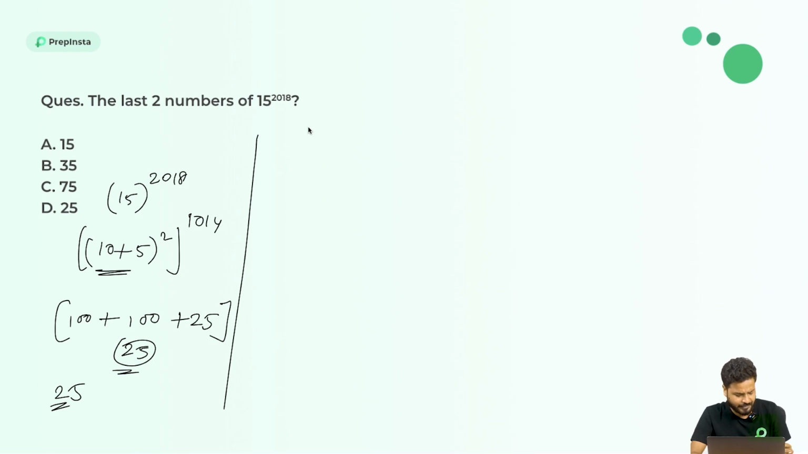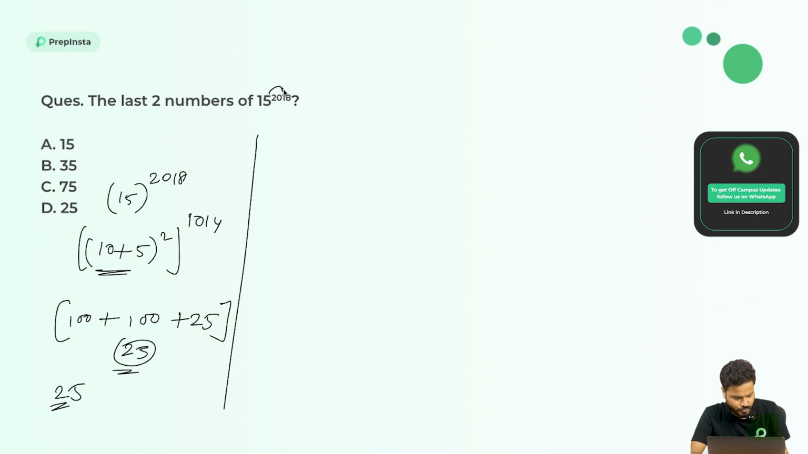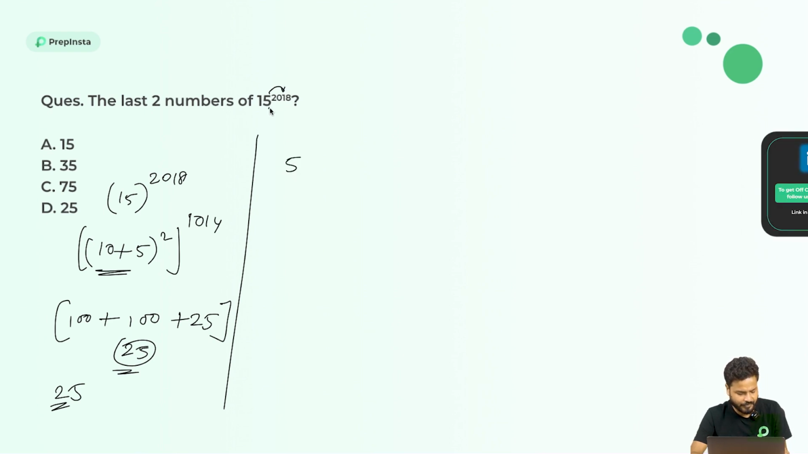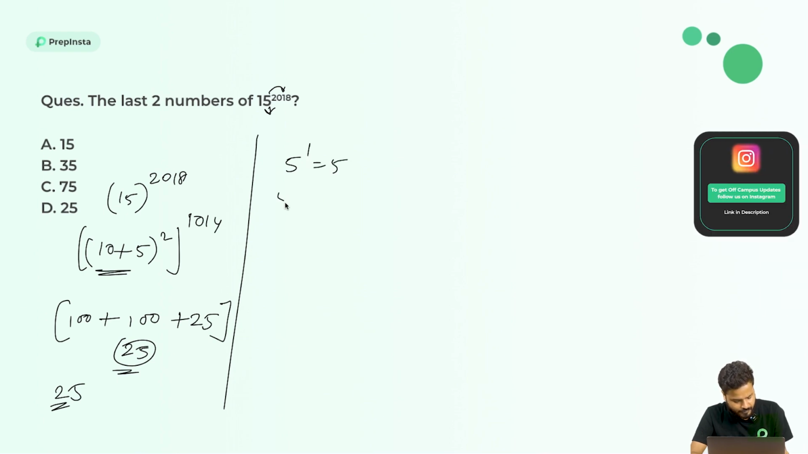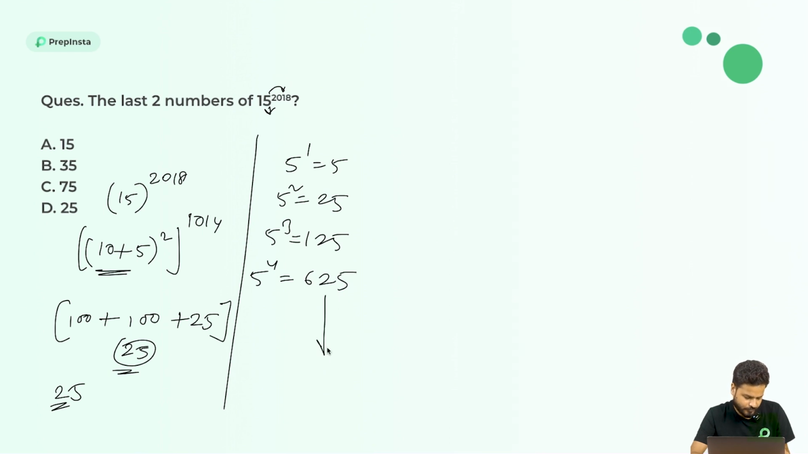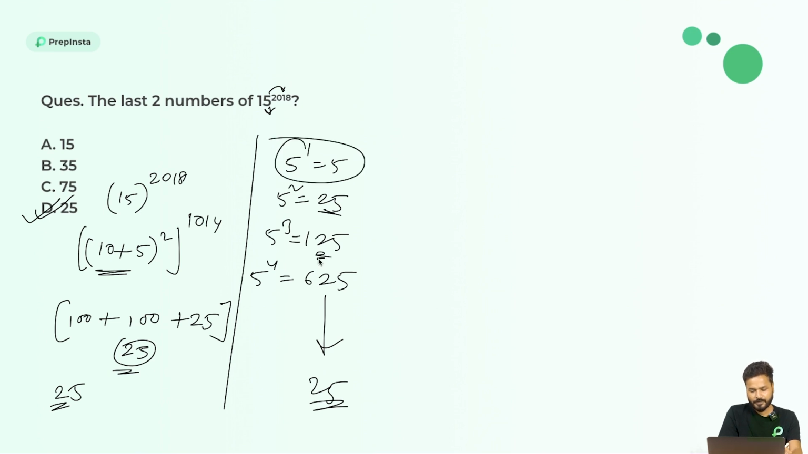Those who believe in the cyclicity rule, 5, right? Whenever there's 5 in the units place, raised to some powers, 5 raised to the power 1 is what? 5. 5 square is what? 25. 5 cube is what? 125. 5 to the power 4 is what? 625. Till any power you go, the last 2 digits are always 25. The units place is 5. Whatever power you raise it to, the last 2 digits are always 25. Not in case of 5 to the power 1, but in all the other cases, it is always 25.